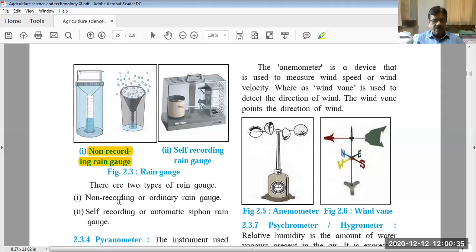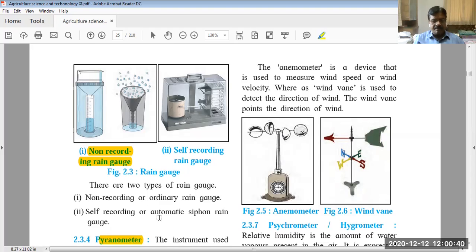Whatever kind of rain gauge it may be, we have to take care that it should not be placed under a tree, or in a place where roof water is falling directly into the container. When we take this care, we can get a correct reading. Otherwise the reading may be recorded wrong. These are the two kinds of rain gauges.